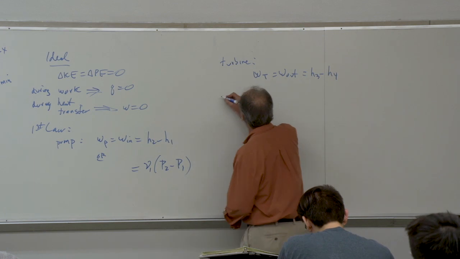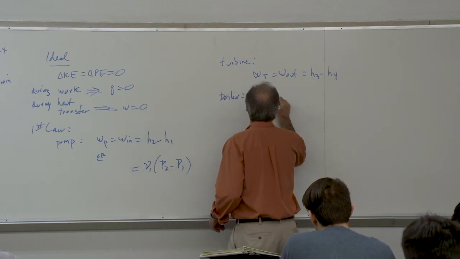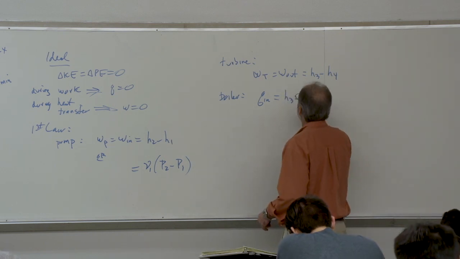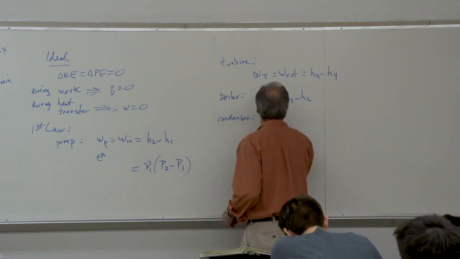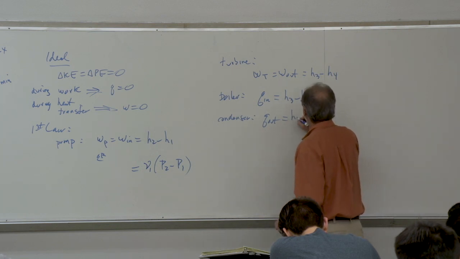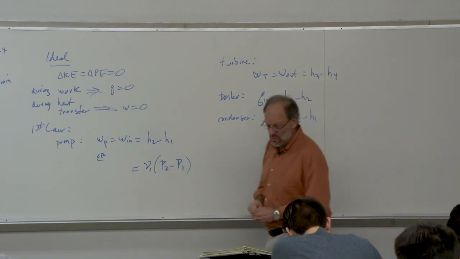With regards to the heat transfer, when we look at the boiler, the heat input in the boiler is, again, just the enthalpy change, so H3 minus H2. And within the condenser, the magnitude of the heat output, the heat rejection, as we go from 4 to 1, it's just H4 minus H1. So these equations are really quite straightforward.